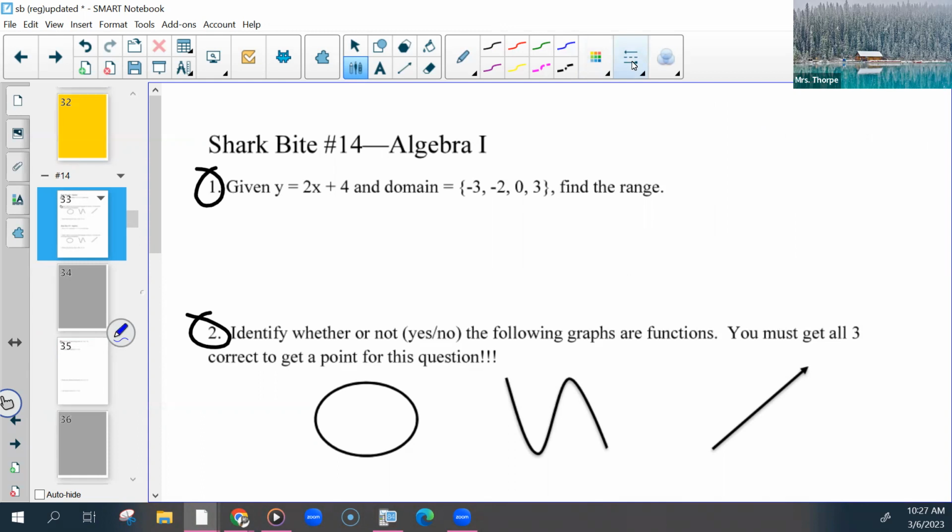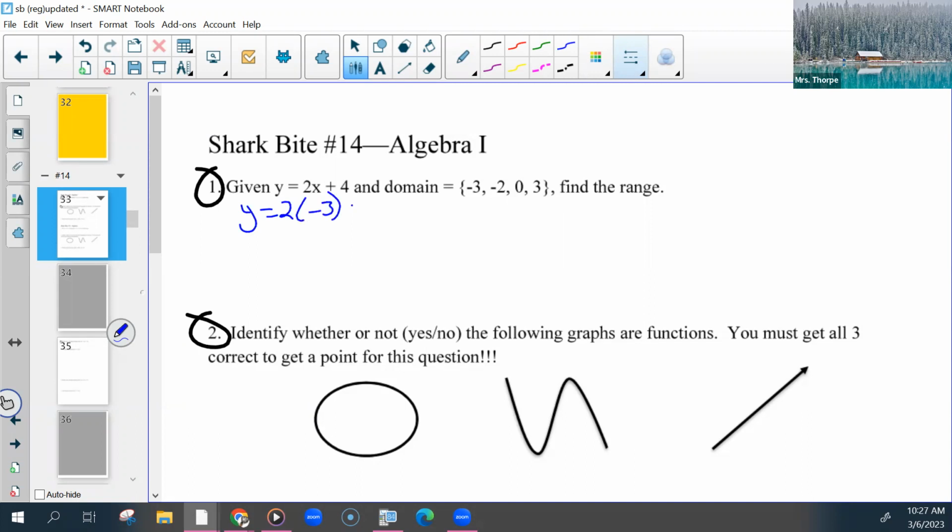The first one, you are given some equation. You're given domain values and you have to find the range, so y values. You could do this one of 2 ways. Put each of these in for x and figure out what your y is, or put this into your calculator, look at your table and find them that way. Either or does not matter. I'm gonna do it algebraically. If you did it in the calculator, that's fine.